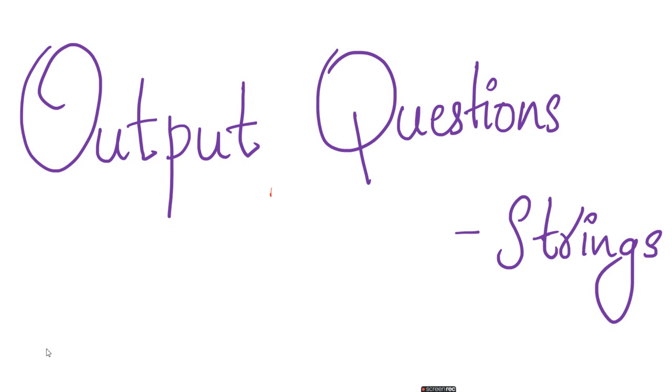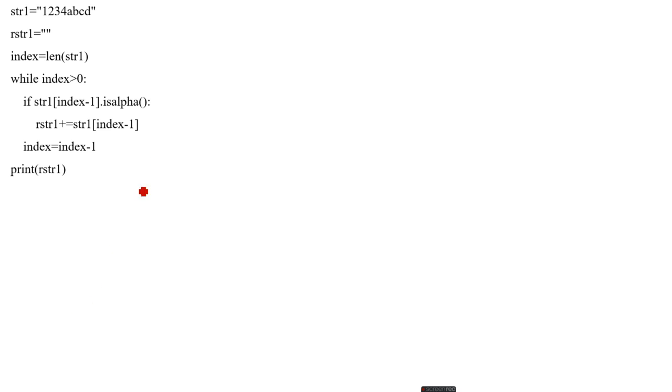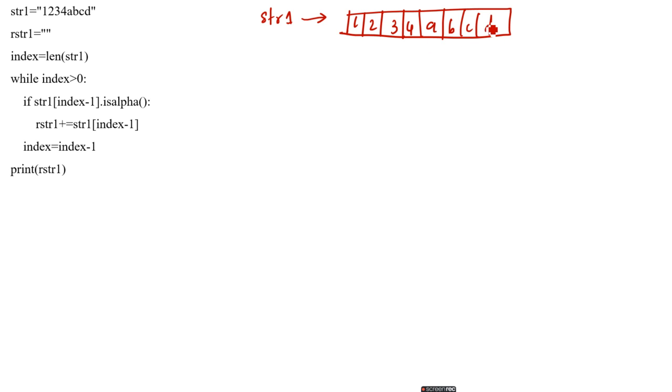Dear students, in this video we can try another output question. str1 equal to "1234ABCD". So str1 is a string that contains the value 1, 2, 3, 4, A, B, C, D, and we have to give the indexing 0, 1, 2, 3, 4, 5, 6, 7.